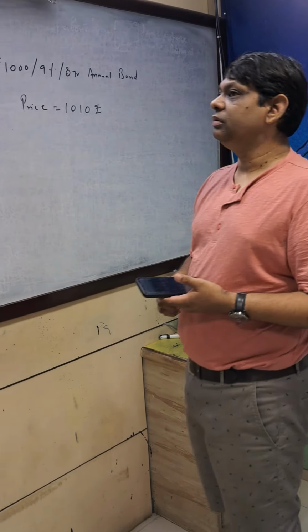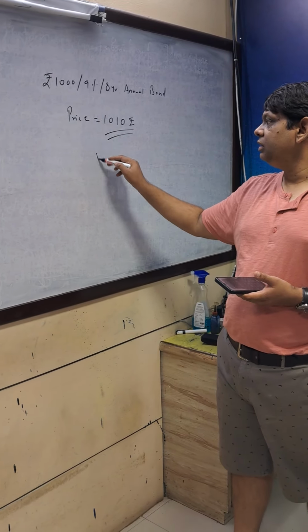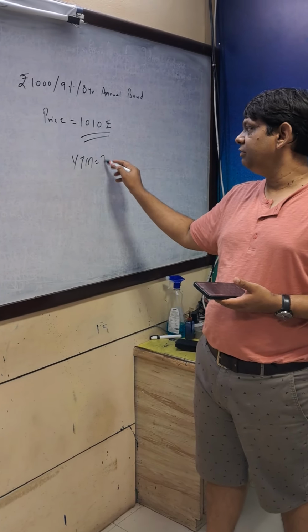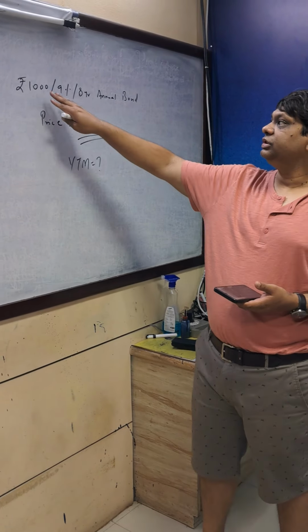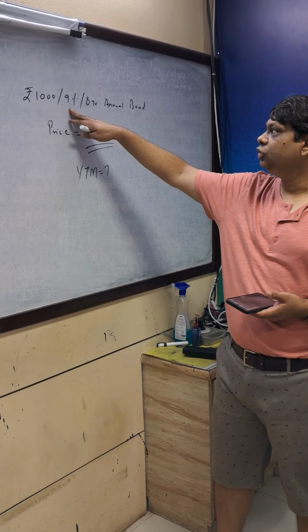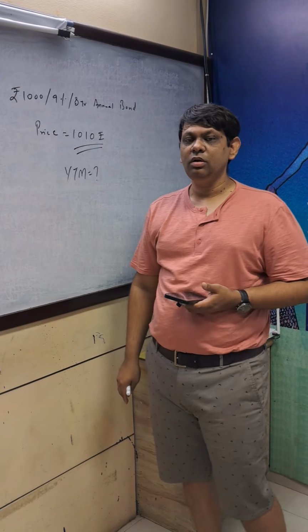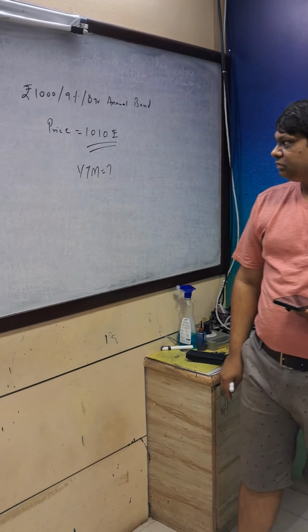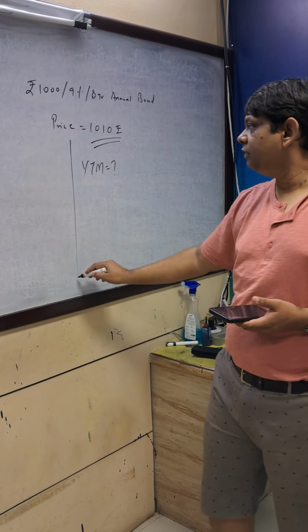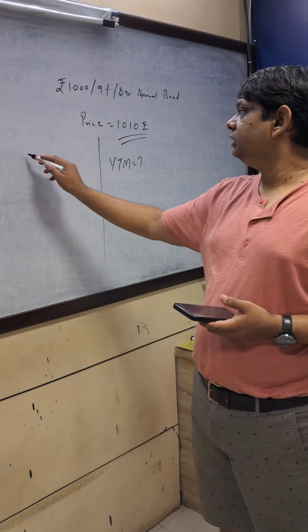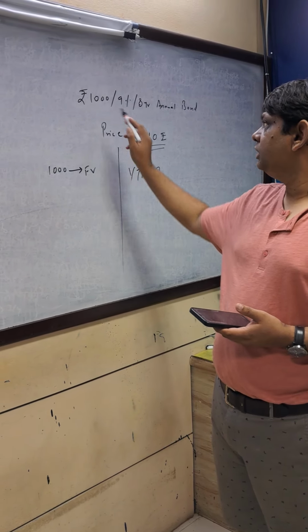Okay, so sometimes for a bond the price will be given and we need to find its YTM. So let us take this example. Suppose a 1000 rupees face value, 9% coupon, 8-year annual bond is currently selling at a price of 1010 and you want to find YTM. So in terms of our keystrokes, this 1000 will be our future value.